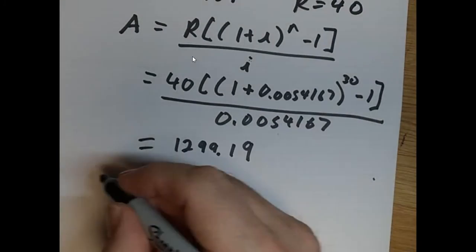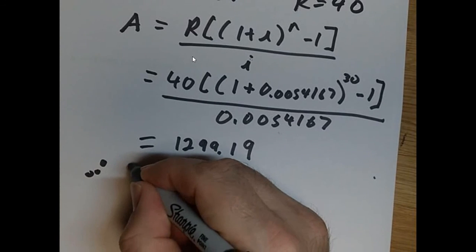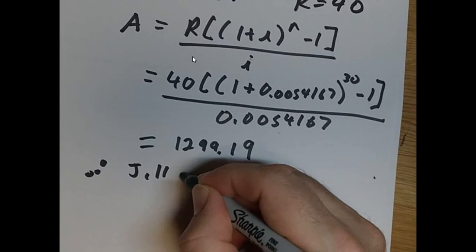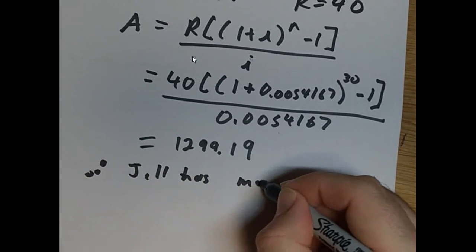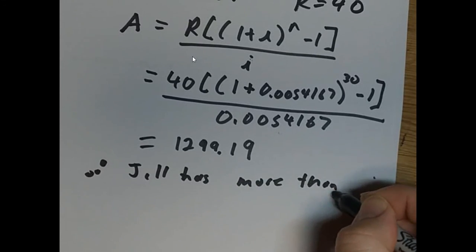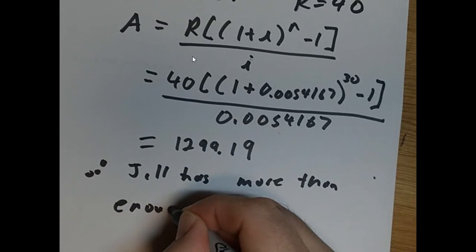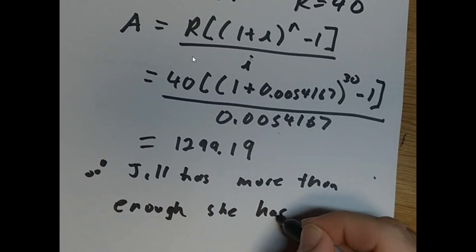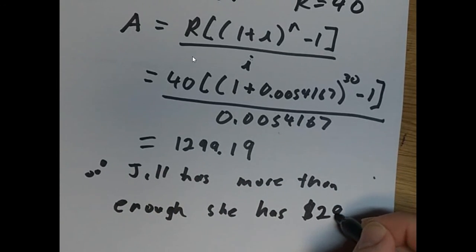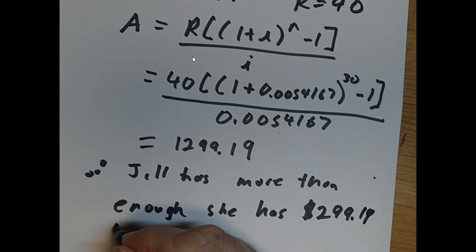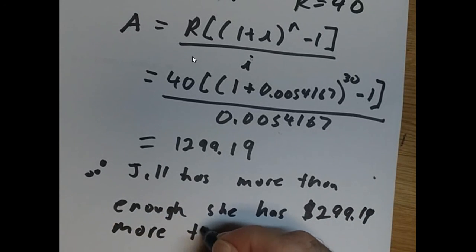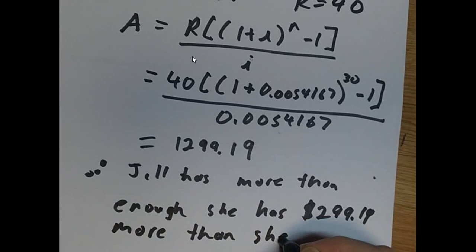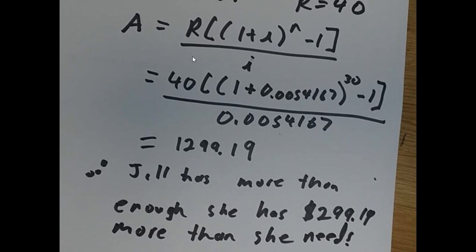So therefore, Jill has more than enough. Okay, she has actually $299.19 more than she needs. And we'll just write that out. So we got an extra $299.19 on top.